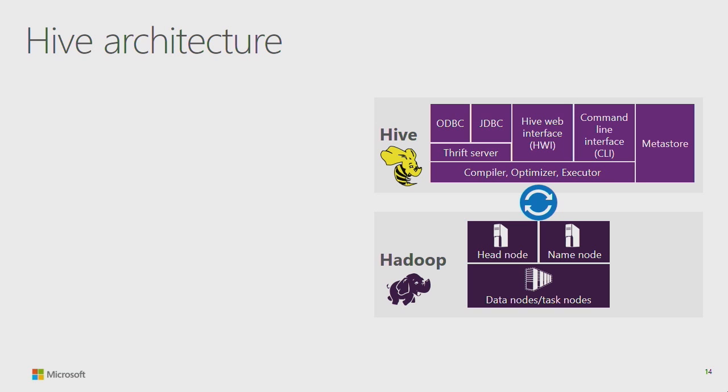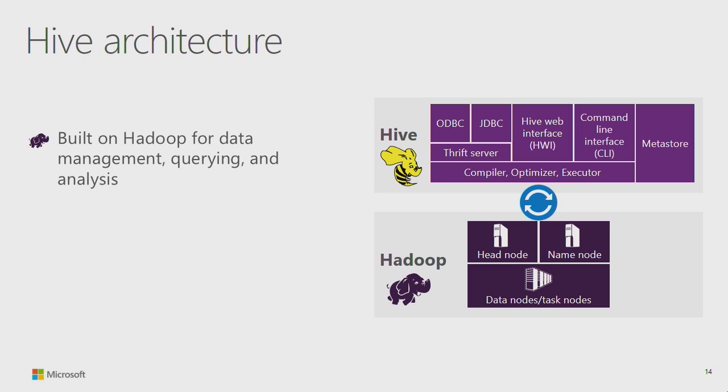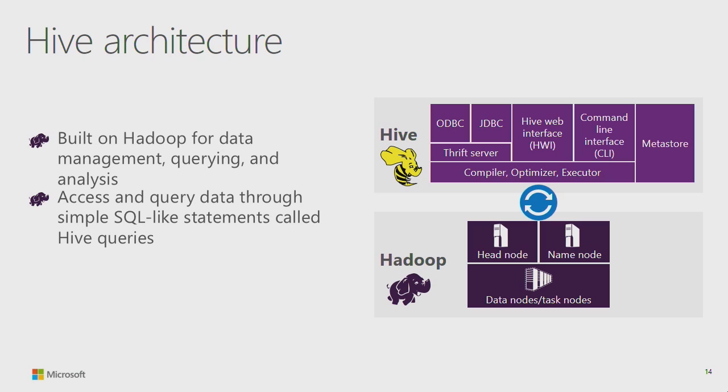As I mentioned, Hive is built on Hadoop for data management, querying, and analysis. You access and query data through simple SQL statements called Hive queries. The way it works is there are different tools you can use to interact with Hive. You can use an ODBC driver, JDBC driver, web interface, or command line interface. We just use SSH, which is a command line interface, and you submit your queries. Underneath, these queries are then compiled, optimized, and executed using a metastore, which in our case is the Azure SQL DB. And then it sends these to the Hadoop cluster, to the head nodes and the worker nodes, where it's actually run.